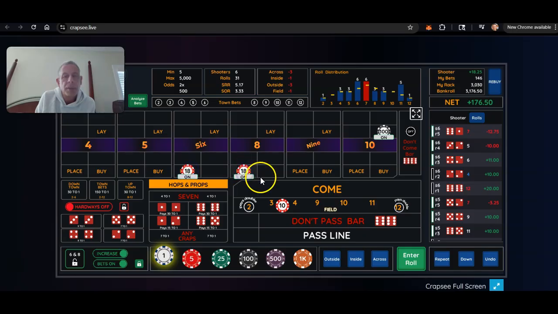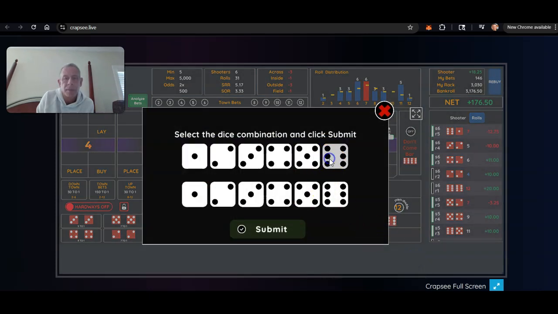I'm not sure about this one. Part of me says collect the field like we were doing, unless you hit the double, you know, the 2 or the 12. I don't know. 6 and 5, that's another field bet. I mean, a field win.